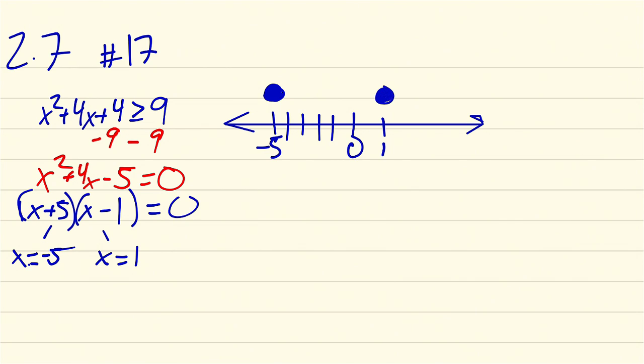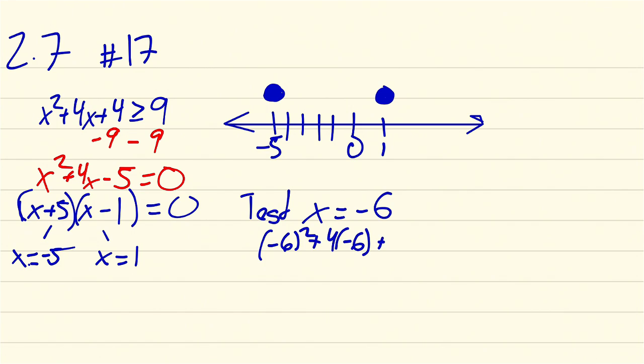Now we have to test this out because our answers could be off to the left here, they could be in the middle here, or they could be off to the right. So let's start with testing something on the left side. Test x equals negative 6. Plugging that back into the original inequality, we'll do negative 6 squared plus 4 times negative 6 plus 4, checking to see if that's greater than or equal to 9. I'm going to put a question mark because we don't know.